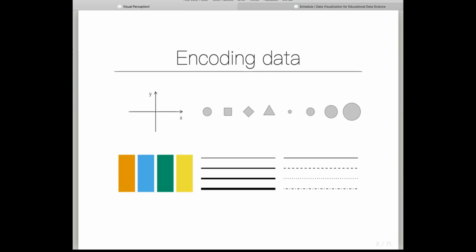So when you're encoding data, you can encode it a bunch of different ways, right? The first way is position, right? That's the X, Y. And again, that's going to be super effective most of the time. Then we have shapes. That's going to work for categorical data, but not for continuous data. But a single shape can be encoded with a continuous variable, right?